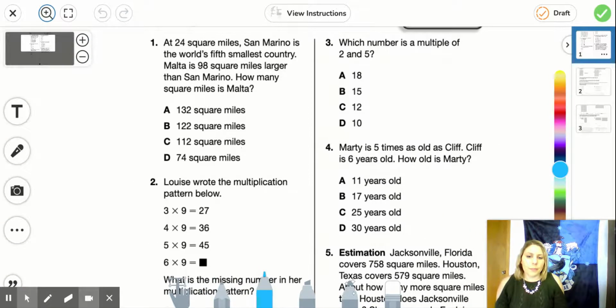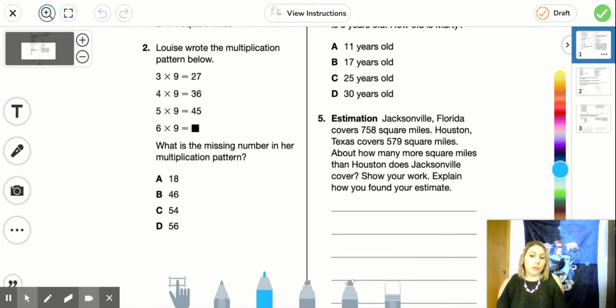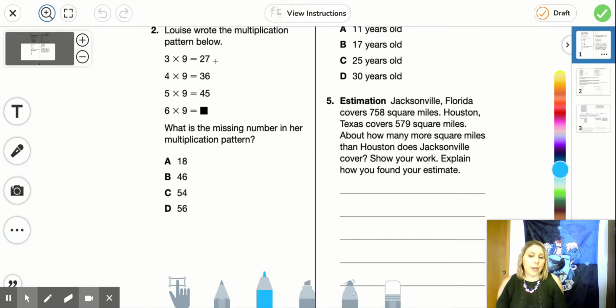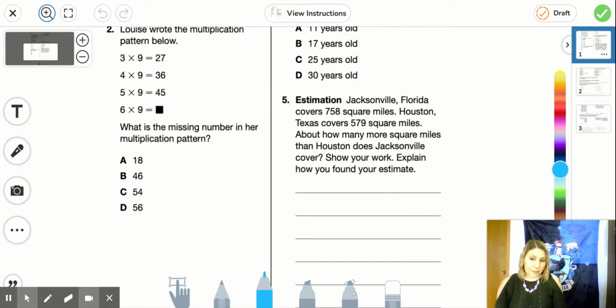Number 1. At 24 square miles, San Marino is the world's 5th smallest country. Malta is 98 square miles larger than San Marino. How many square miles is Malta? Number 2, Louise wrote the multiplication pattern below. 3 times 9 is 27, 4 times 9 is 36, 5 times 9 is 45, 6 times 9 is a number. What is the missing number in the multiplication pattern?